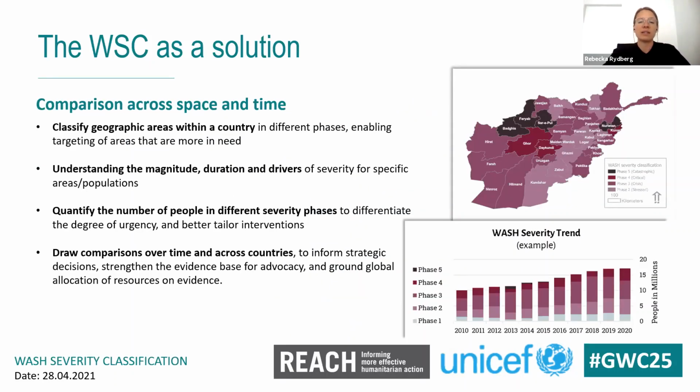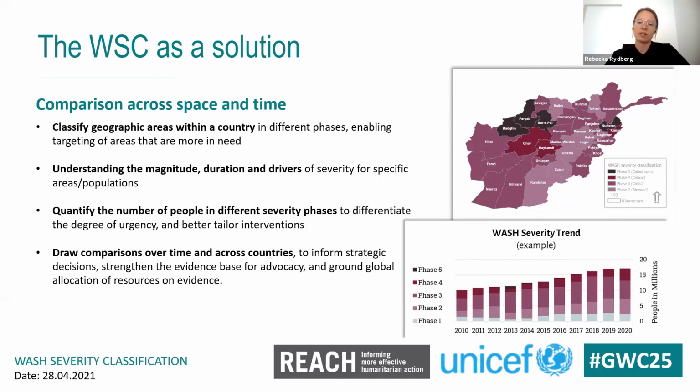So how then does it achieve these strategic objectives? The WSC tries to do so by classifying different areas in a country into different severity phases over space and over time. It is also set up to allow for cross-country comparisons that are not fully possible currently in the sectoral or intersectoral HNOs.